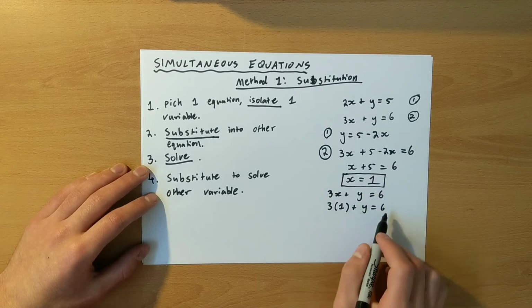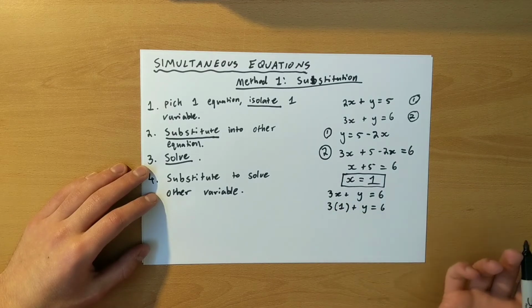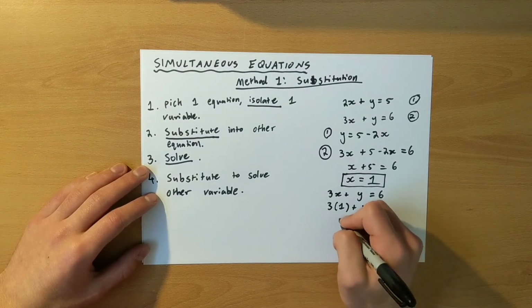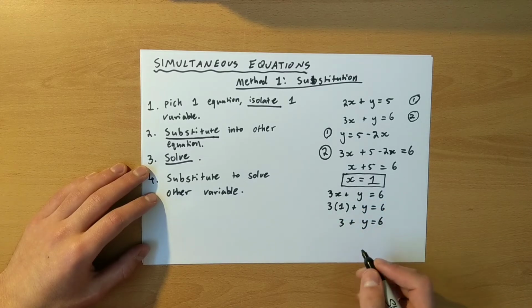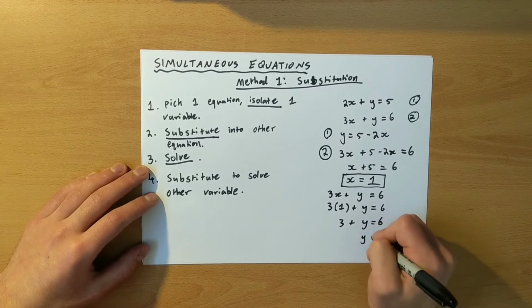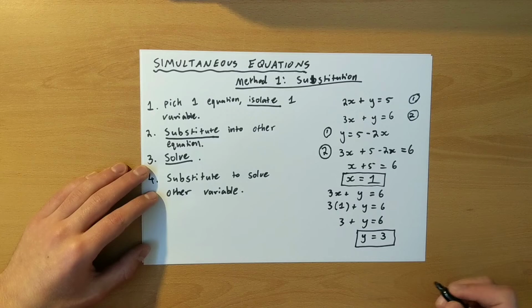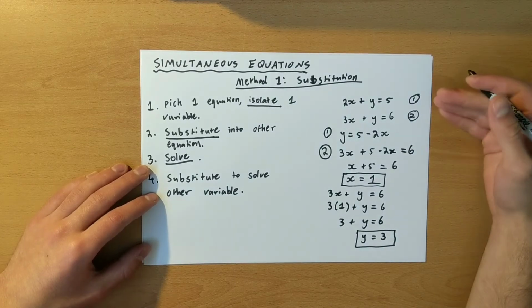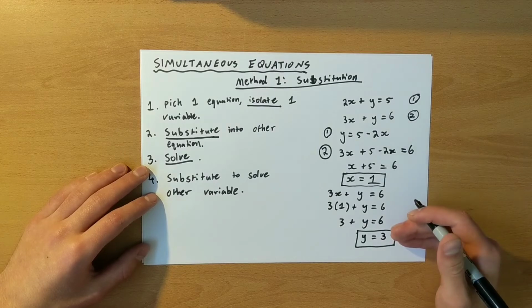And now you'll see that again I have a linear equation with just one variable, so I can solve that. So 3 times 1 is 3, and I subtract 3 from both sides to get that y equals 3. And there we go, we've solved the 2 equations simultaneously. We found that x equals 1 and y equals 3.